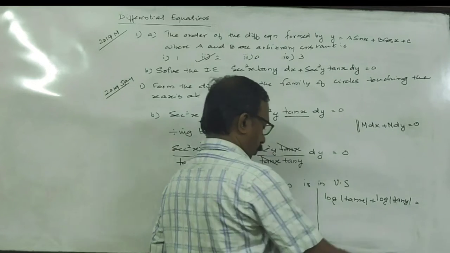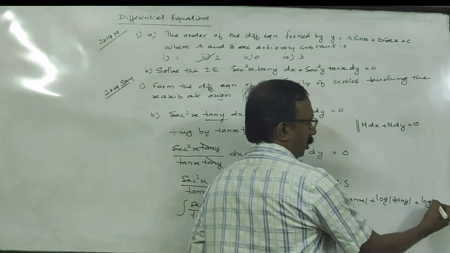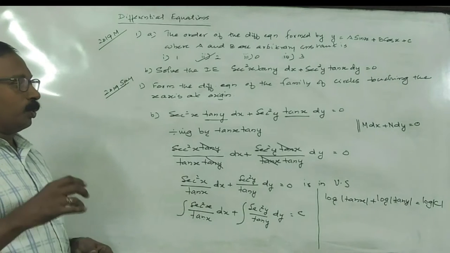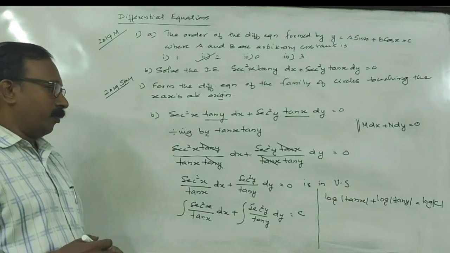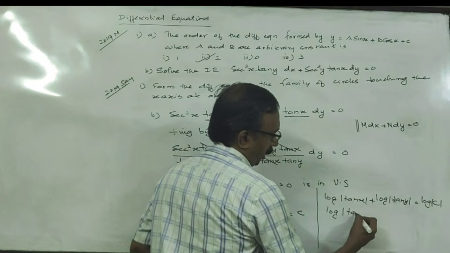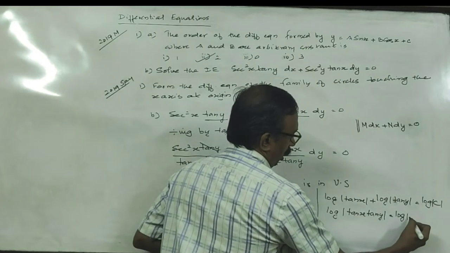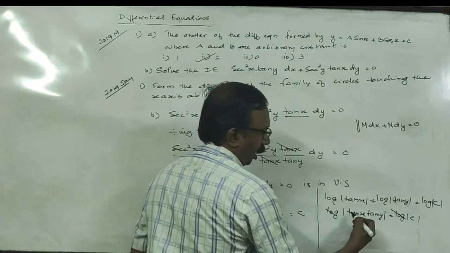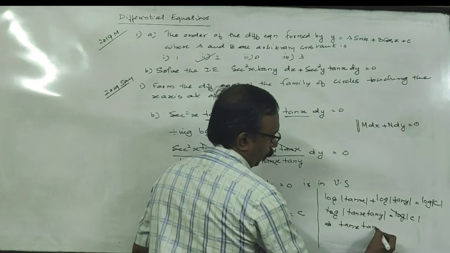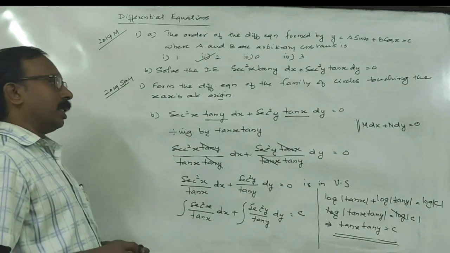is equal to, here we can write as log c, because c is an arbitrary constant, so c can be written as log c. Now log a plus log b is log ab, so log tan x into tan y is equal to log c. Eliminating log on both sides, it implies that tan x into tan y is equal to c is the solution of this differential equation, isn't it?